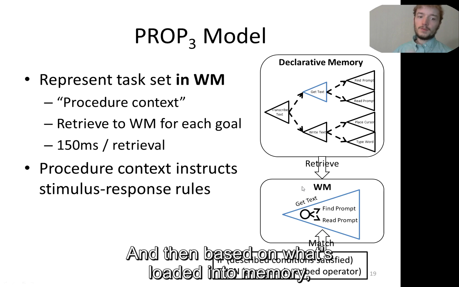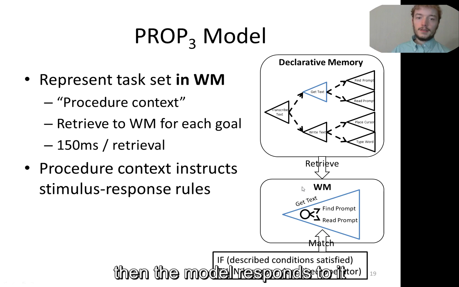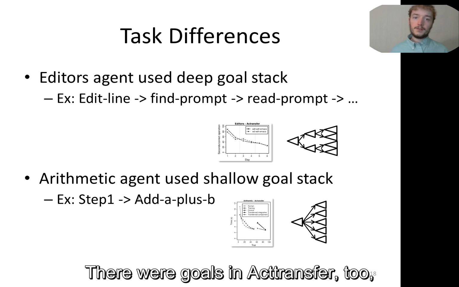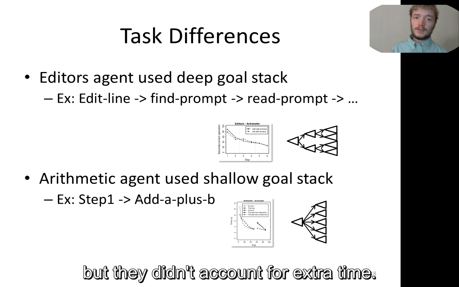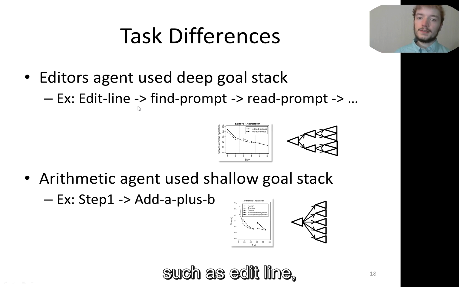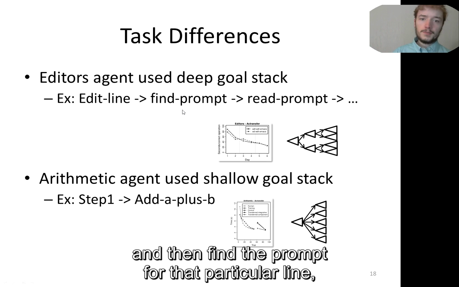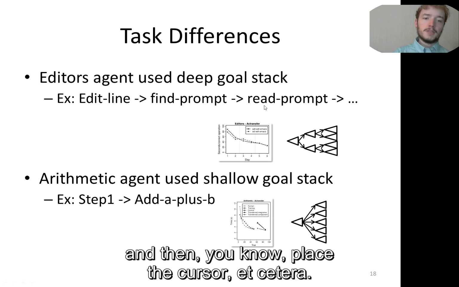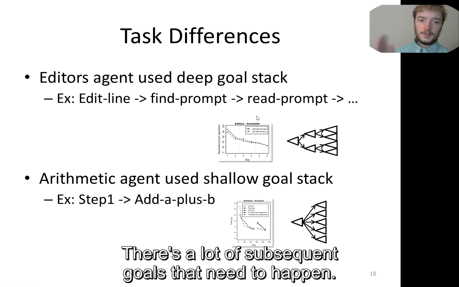And then based on what's loaded into memory, the model responds to it, follows the instructions, and learns with practice, just as Actransfer does. There were goals in Actransfer too, but they didn't account for extra time. But the editor's task used a very deep hierarchy of goals, such as edit line, and then find the prompt for that particular line, and then read that prompt, and then place the cursor, etc. There's a lot of subsequent goals that need to happen.